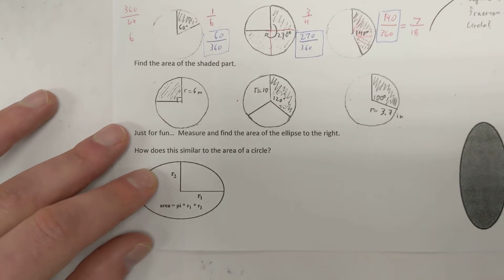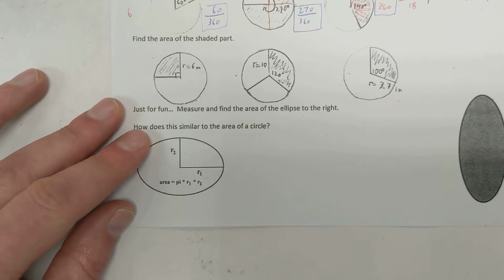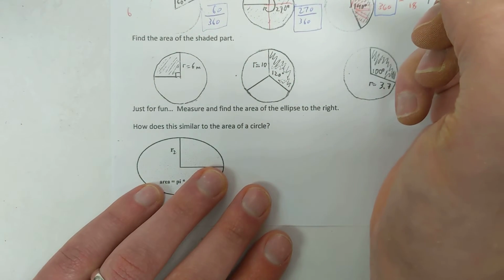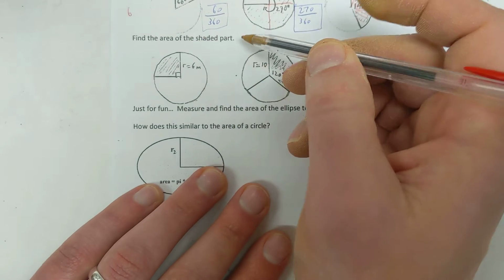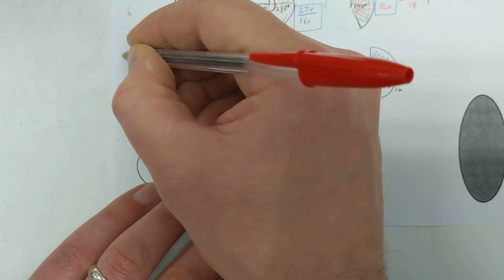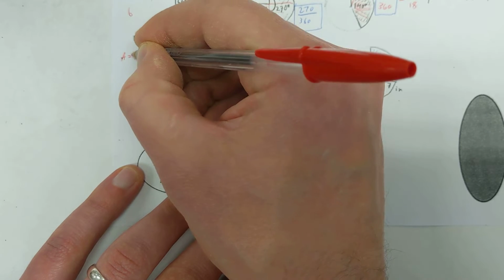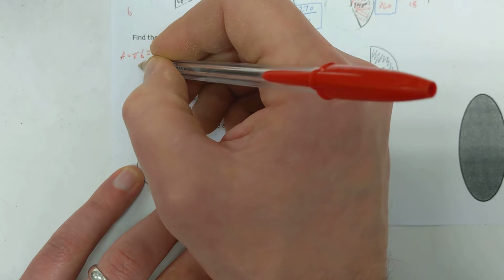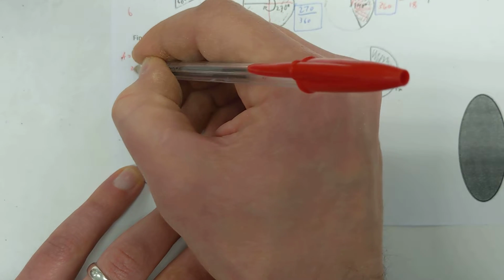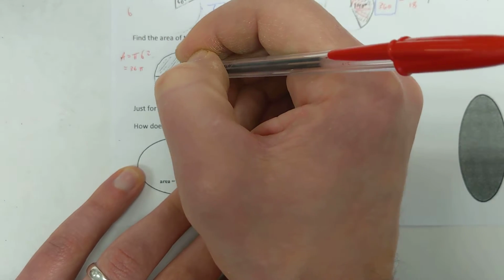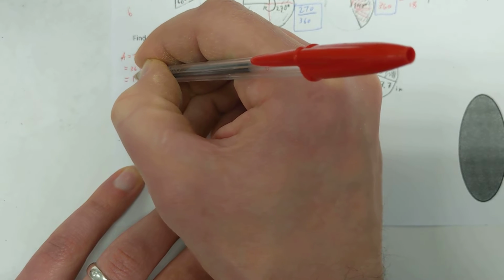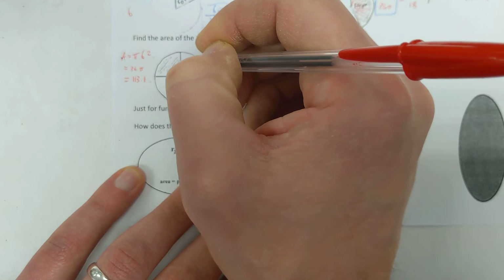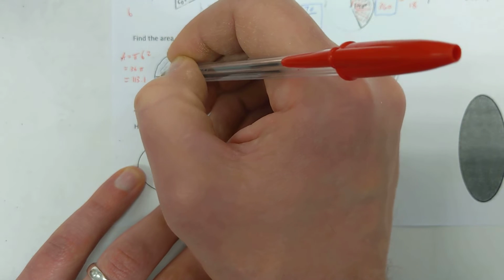All right, the next one right here. Find the area of the shaded part. Well, let's see here. It's a circle. I know I've got to find the area of it. So I'm going to find the area of the circle. Area is pi r squared. And that's going to give me 6 squared is 36 times pi, which is 113 point something. I think it's like 07 or 06 or something like that.